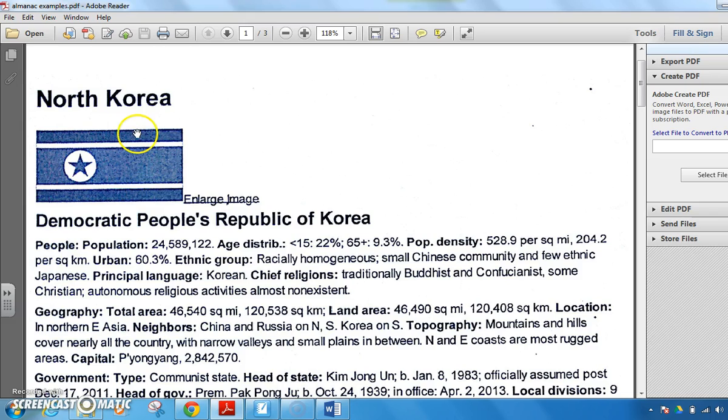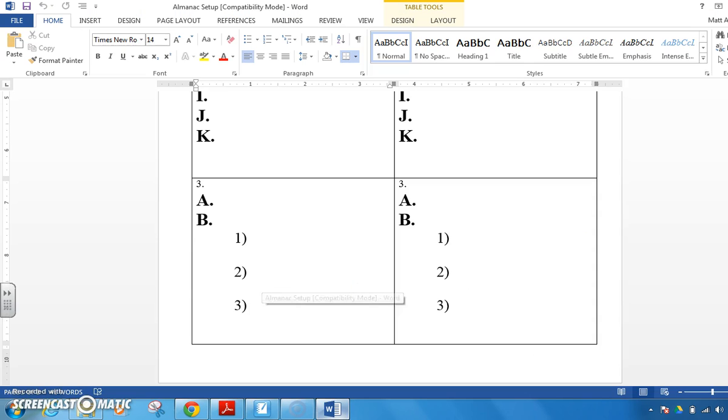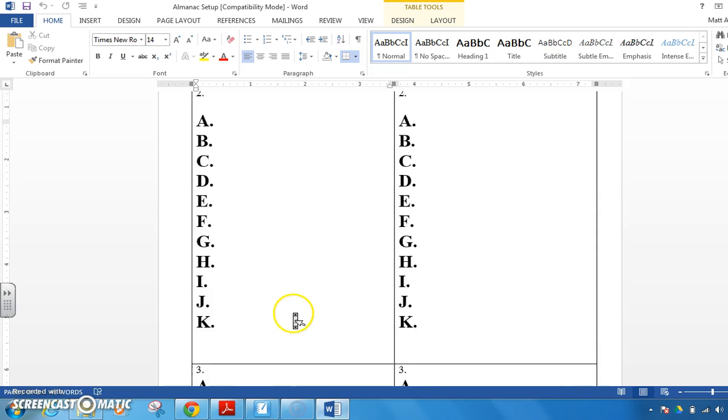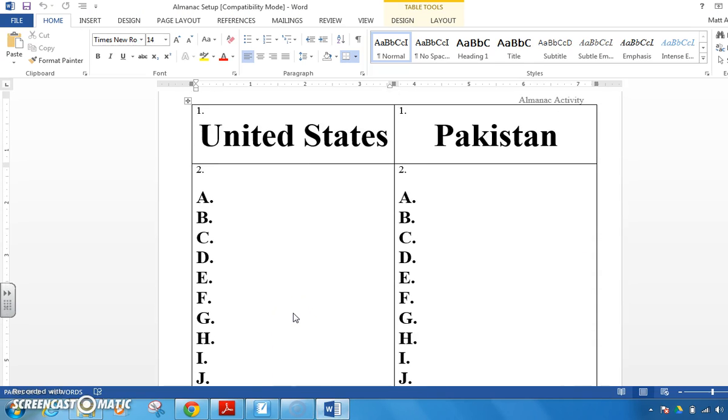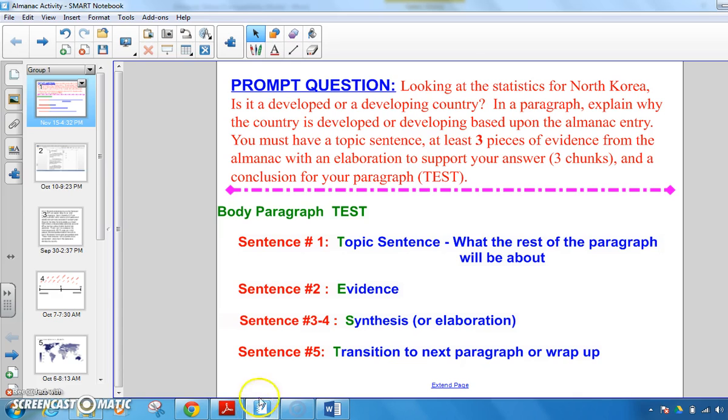Right now you've got two things in front of you. You've got your North Korea Almanac entry, or the Democratic People's Republic of Korea. The substitute teacher handed this out to you, along with your half sheet of paper that tells you the different categories to look at, and then your notebook. You've probably written on the back side, so you can go to the next page and jot down a few things. Now, what we've asked you to do is to determine this question here.